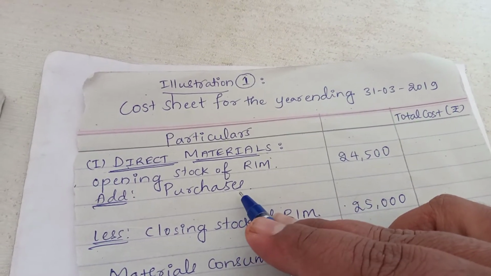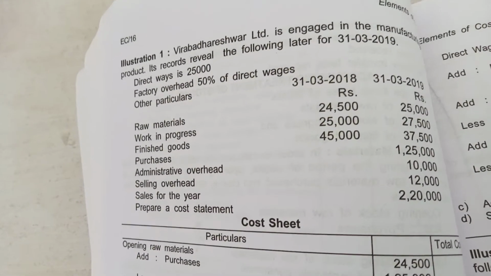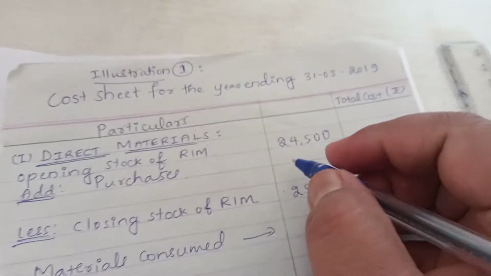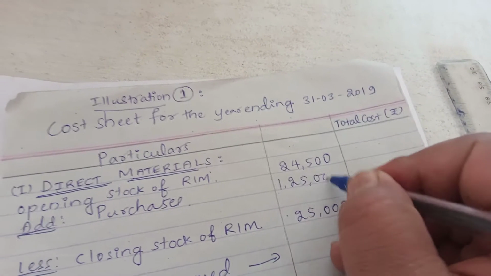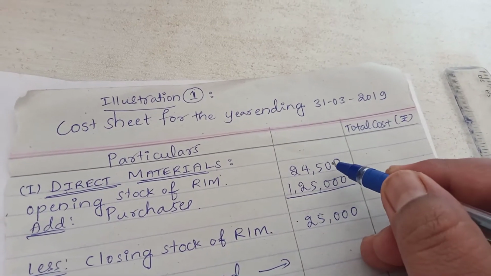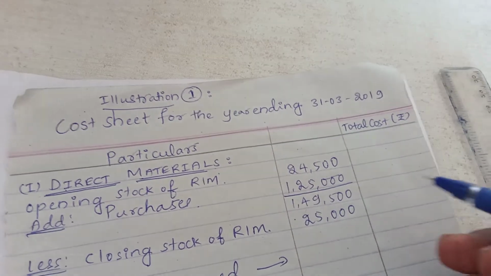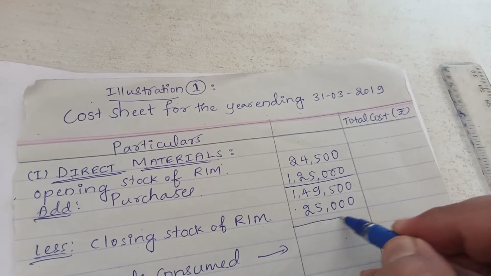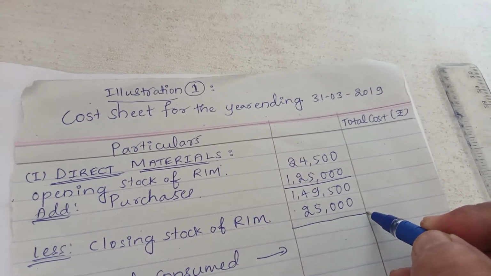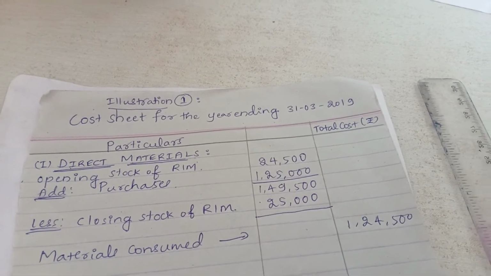So here we require purchases. Have the purchases been given? Yes, it is given. Purchases amounted to rupees 1,25,000. So here I am going to add the 1,25,000. Here I must add the opening stock of raw materials and purchases, that gives us 1,49,500. From this we need to deduct the closing stock of raw materials, that amounted to rupees 25,000. It gives us 1,24,500. That is nothing but the material consumed.